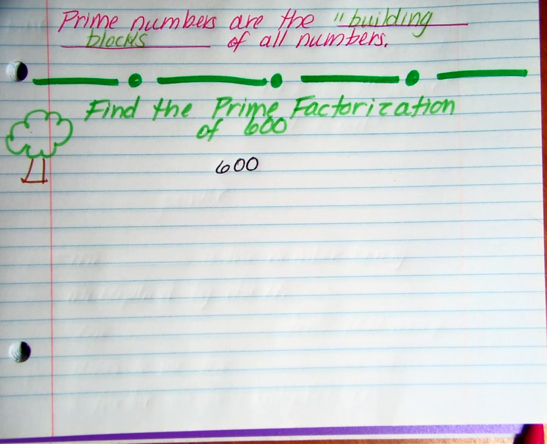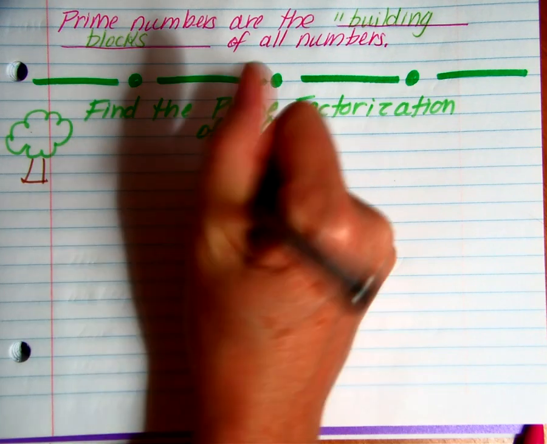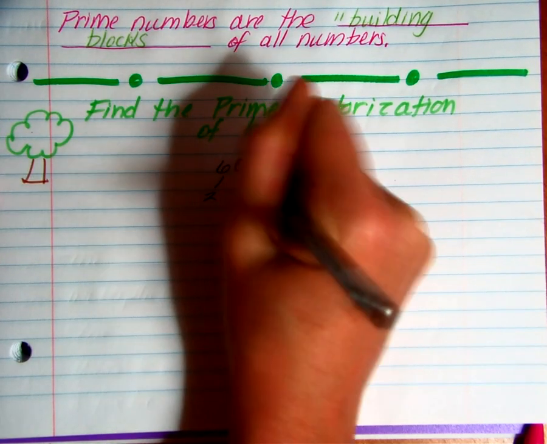And the thing with this is we could all come up with something different. We could come up with 6 times 100, or we could come up with 2 times 300. It doesn't matter which branches we use because we will all come to the same answer. So let's test it. Let's do 2 times 300.